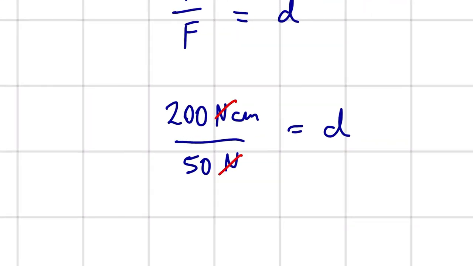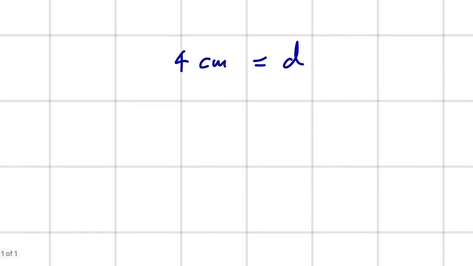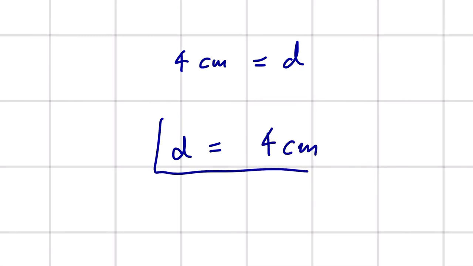And our units of newtons cancel out, so we're just left with centimeters, which is perfect for our distance. And just doing this division here, we get an answer of 4, the units of centimeters, is equal to distance. So D is equal to 4 centimeters.